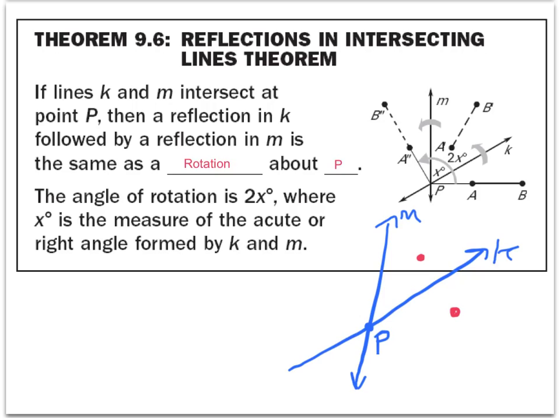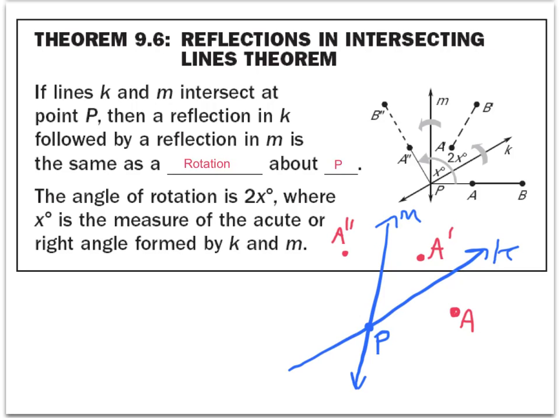And let me label this point. I'll label it A, so its reflection is A prime, the image of A. And then I'm going to reflect that one more time about the line M, so right across here. And I'm going to label that A double prime.